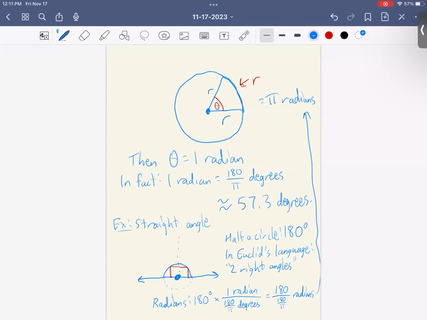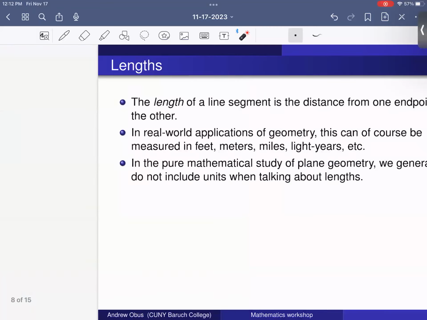Okay. So when you have an angle, you can think of it in these three different systems. It can be 180 degrees. It can be two right angles, the way Euclid would say, or it can be pi radians. So all of these represent the same angle, but usually we will talk in degrees. Okay, so any questions about angles? Okay, so let's move on.